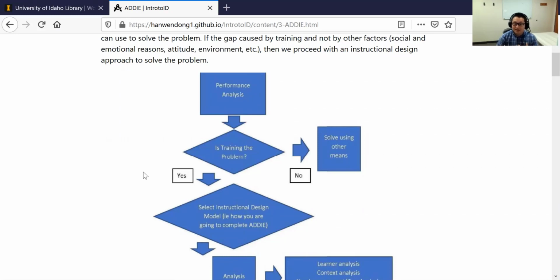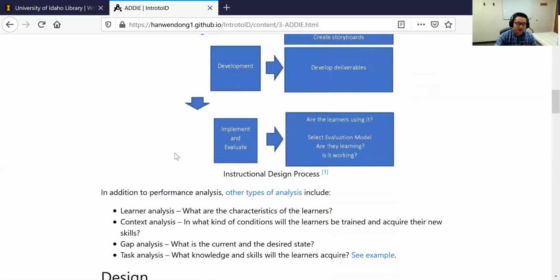So the front-end analysis determined that the training was the solution to the problem, but it doesn't really tell us how to solve the training problem. So are we going to be creating an instructor-led training? Is it going to be computer-based training, mobile-based learning? We don't know. So now we need to conduct a needs analysis, which is a combination of the learner analysis, context analysis, and the gap analysis.